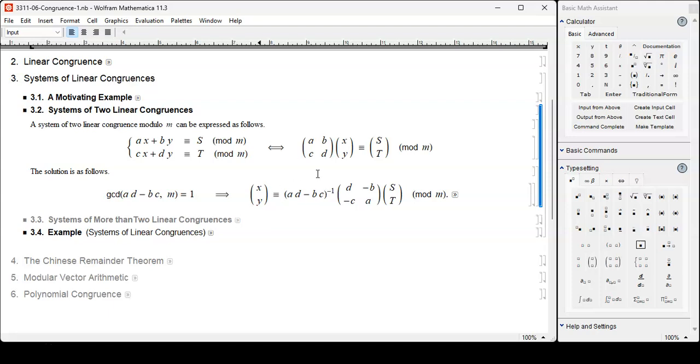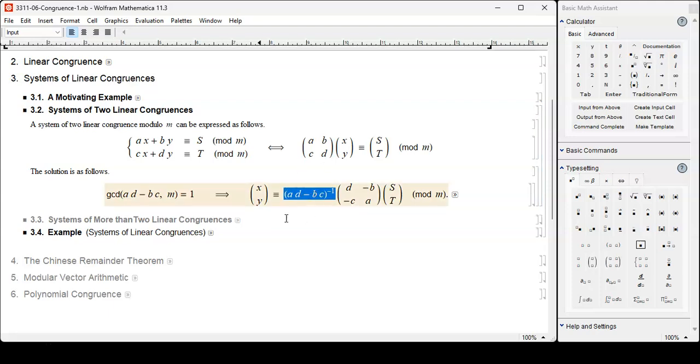So the multiplicative inverse condition looks like this. This determinant and the modulus m must be relatively prime. In that case, the determinant is invertible. We can consider the multiplicative inverse of that, and then times this matrix, which we call the adjoint matrix.